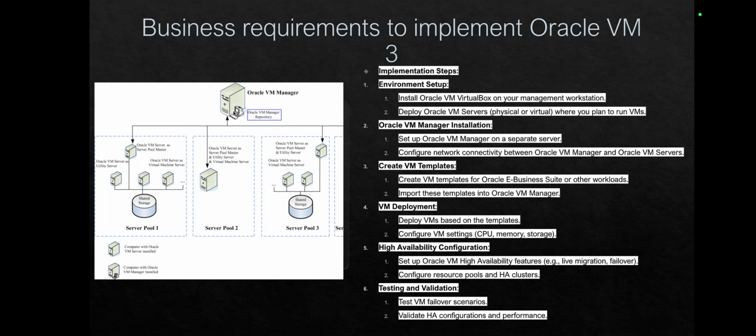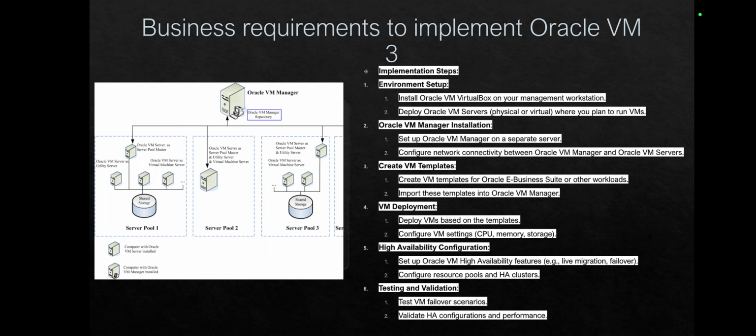Business requirements to implement. 1. Environment setup. Install Oracle VM VirtualBox on your management workstation. Deploy Oracle VM servers, physical or virtual, where you plan to run virtual machines. 2. Oracle VM Manager installation. Set up Oracle VM Manager on a separate server. Configure network connectivity between Oracle VM Manager and Oracle VM servers.